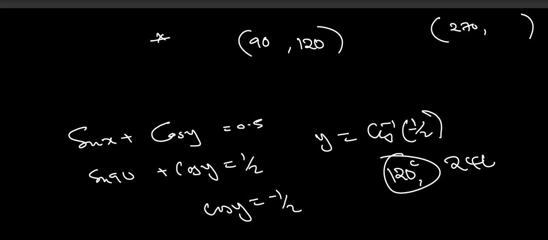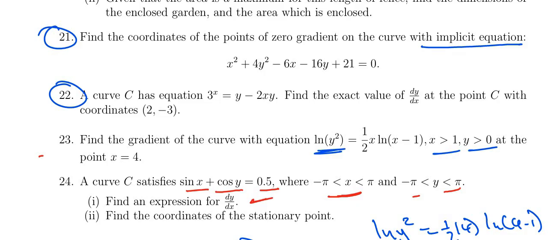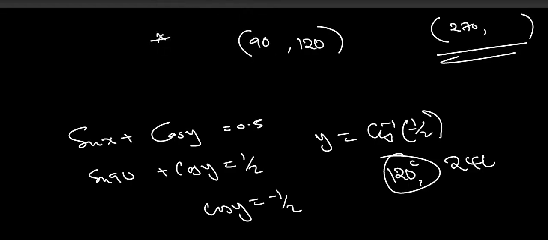The same applies this side. Oh no, there's no this side because x also falls in the same interval, right? x also was only in negative 180 to 180, so the other stationary point won't be considered because it's out of the range. So the only thing we have is this. Yeah, that would be your stationary points. The other one is invalid.